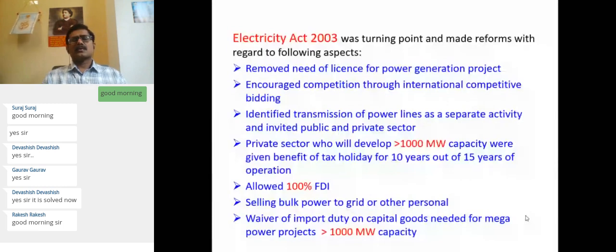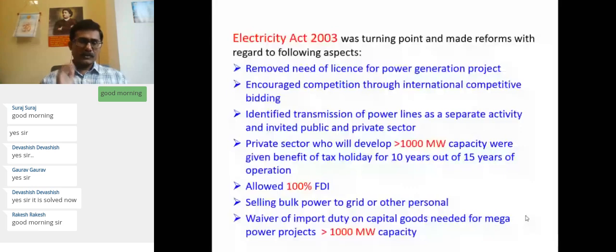The private sector can develop power plants with a capacity of more than 1000 megawatt, or what we can call the mega power project, with capacity in excess of 1000 megawatt. So they were given some concessions like the benefit of a tax holiday, a concession in taxes for 10 years out of the 15 years of their initial operation. Okay, so some concessions are given so that they can provide the energy at cheaper, competitive rates to the consumer.